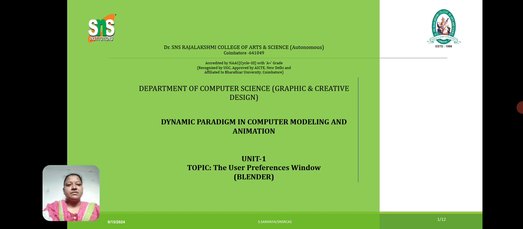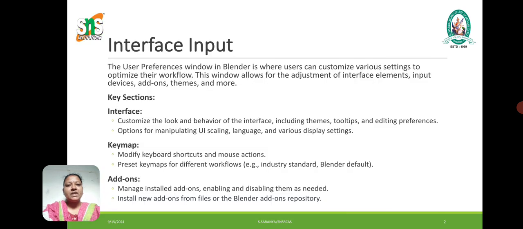In this video, we are going to see about the dynamic paradigm in computer modeling and animation, the user preference window in Blender. The interface input. The user preference window in Blender is where the user can customize various settings to optimize their workflow. This window allows for the adjustment of interface elements, input devices, add-ons, themes and more.